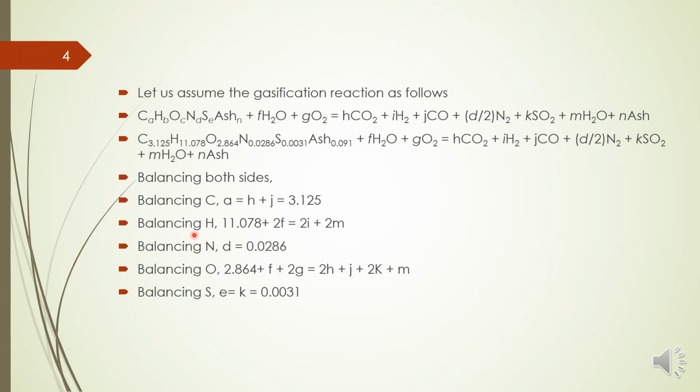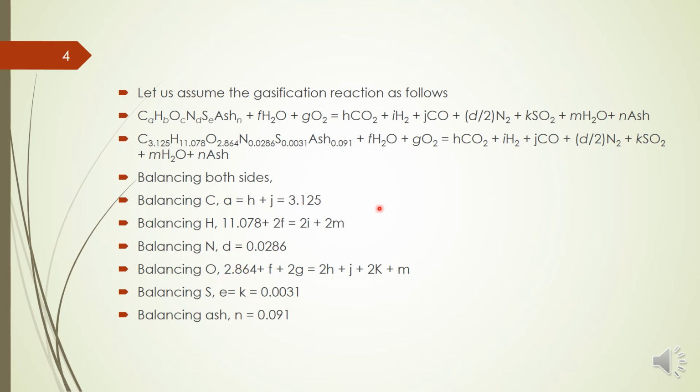Now balancing sulfur, we have only one term on both sides, that is here we have 0.0031, that is equal to K. So K is 0.0031. Now balancing ash also, directly we can write this 0.0091 is equal to N. So these are the equations. So in this we have already found out this K, N, D, etc.